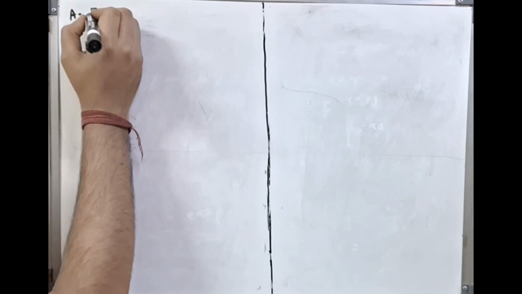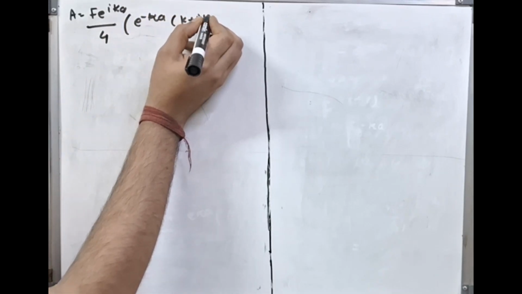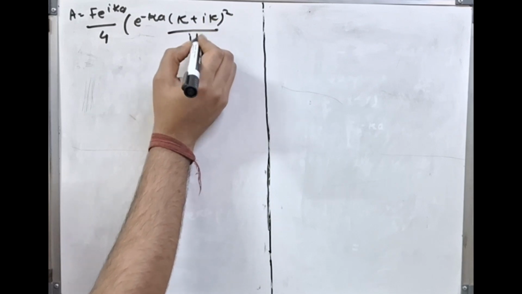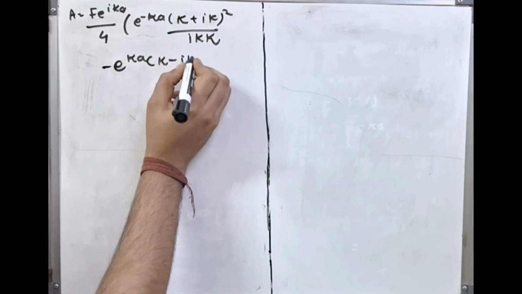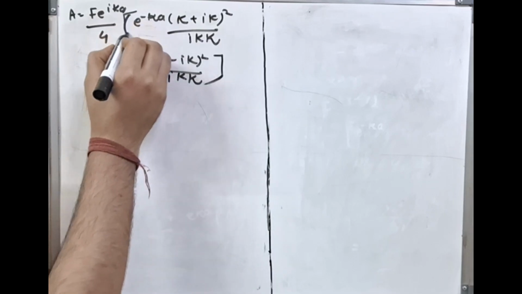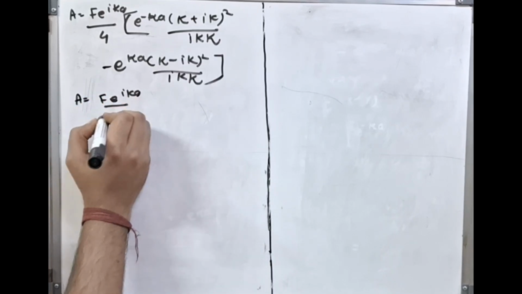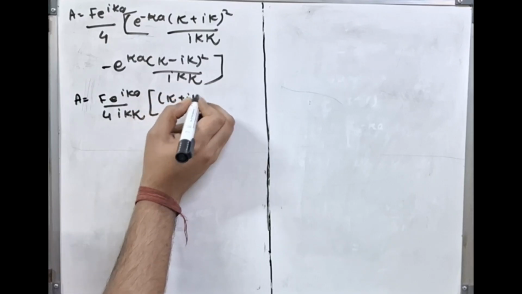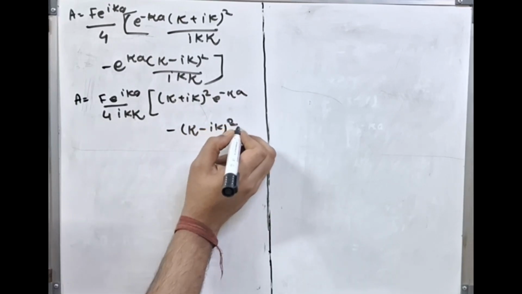So we just put whatever we just now did in this. So A is equal to F e raised to i k a by 4 e raised to minus kappa a, kappa plus i k whole square upon i k kappa, minus e raised to kappa a, kappa minus i k the whole square upon i k kappa. So we again common out things. A is equal to F e raised to i k a upon 4 i k kappa, and inside, kappa plus i k whole square e raised to minus kappa a minus kappa minus i k the whole square e raised to kappa a.